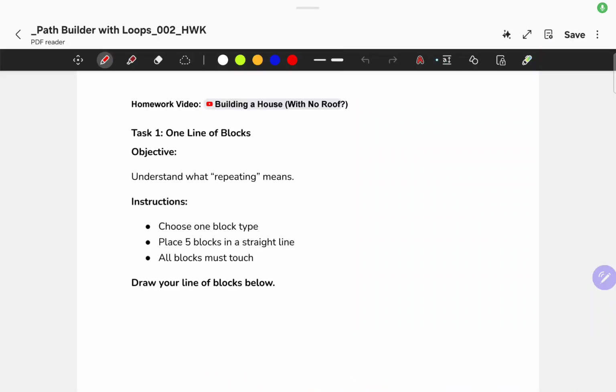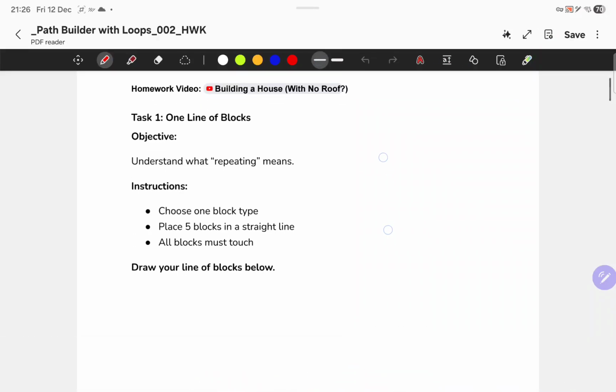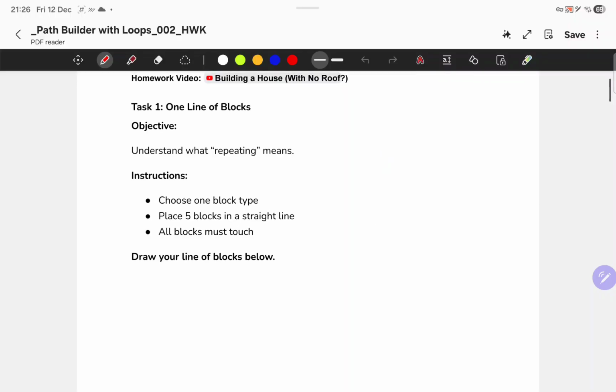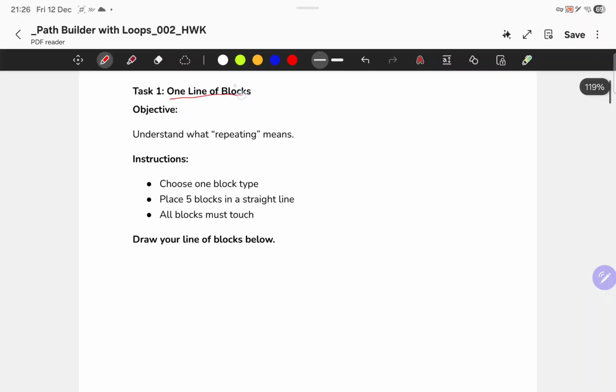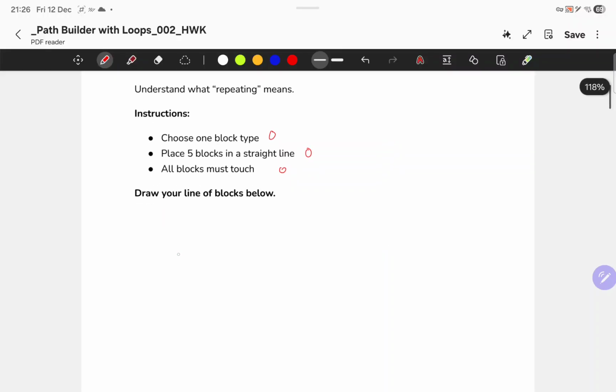Okay, so today we're going to be looking at this homework, and this homework is going to be a lot of drawing. So yeah, let's get straight into it. So we want to make one line of blocks. It says choose one block type, place 5 blocks in a straight line, and all blocks must touch. So we're going to draw our line of blocks.